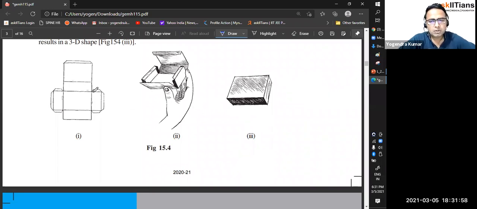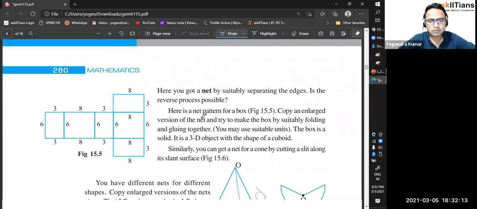So we need this kind of net to prepare a matchbox, and this is exactly what they use. They cut out the portion in such a way that we can make our box easily. We can fold it accordingly and get a matchbox easily. So that is the idea.